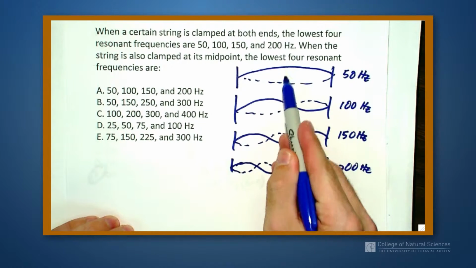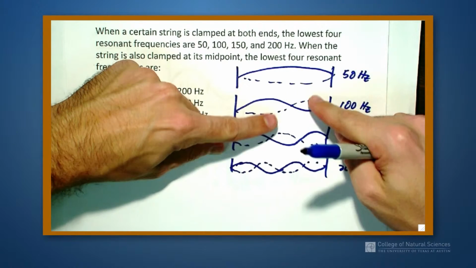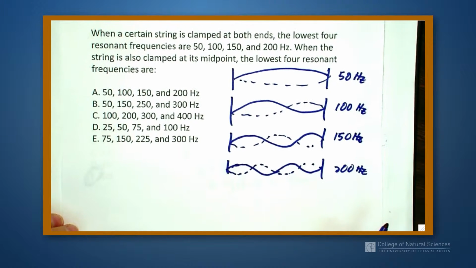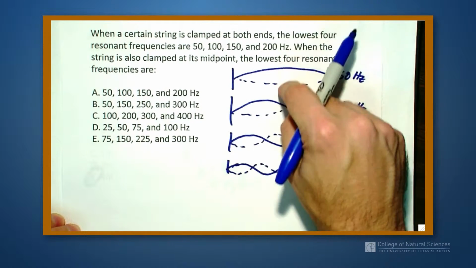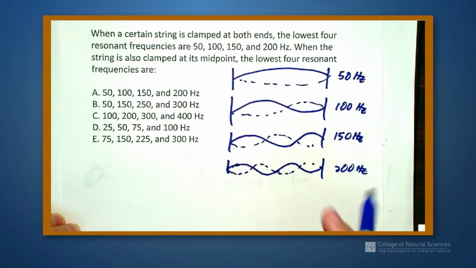So the string is going to oscillate up and down. It's going to do a back and forth motion between these. The string will do these four lowest ones. So now what happens if we were to clamp it at the middle? We pinch down at the middle point in each of these cases.